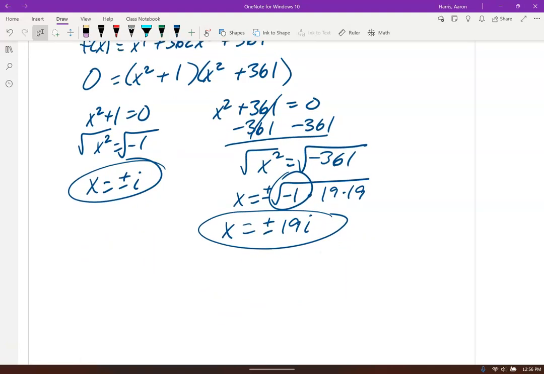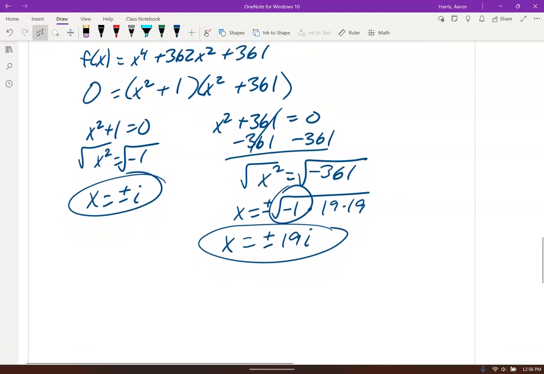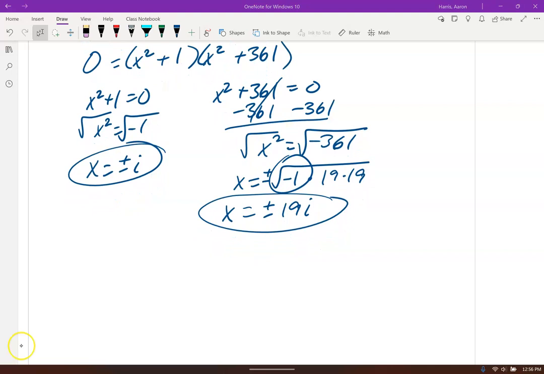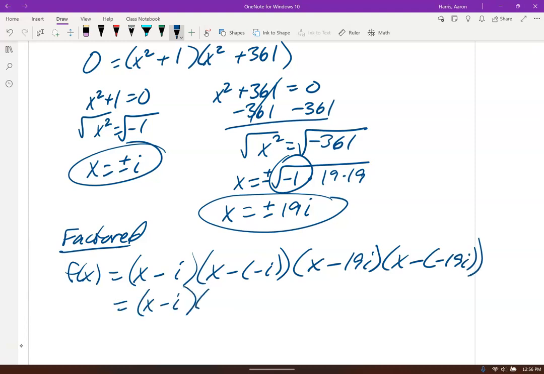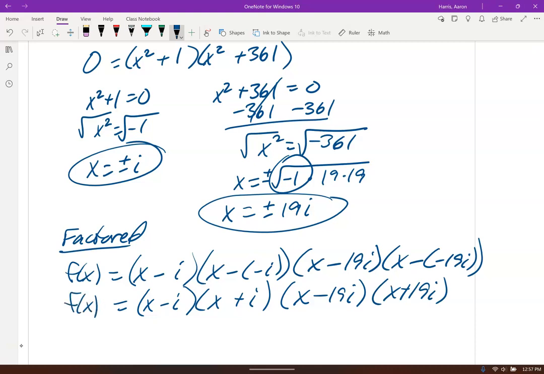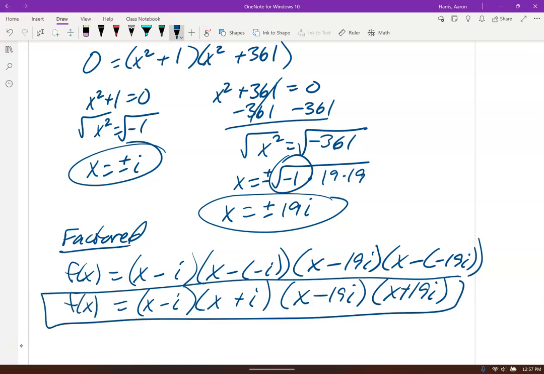And we can write this. It also asks us to write it in factored form. So in factored form, you got to take each 0. So you have x minus i, x minus the negative i, x minus the 19i, and x minus the negative 19i. And there it is as a product of linear factors. And there's our function in factored form with those zeros.